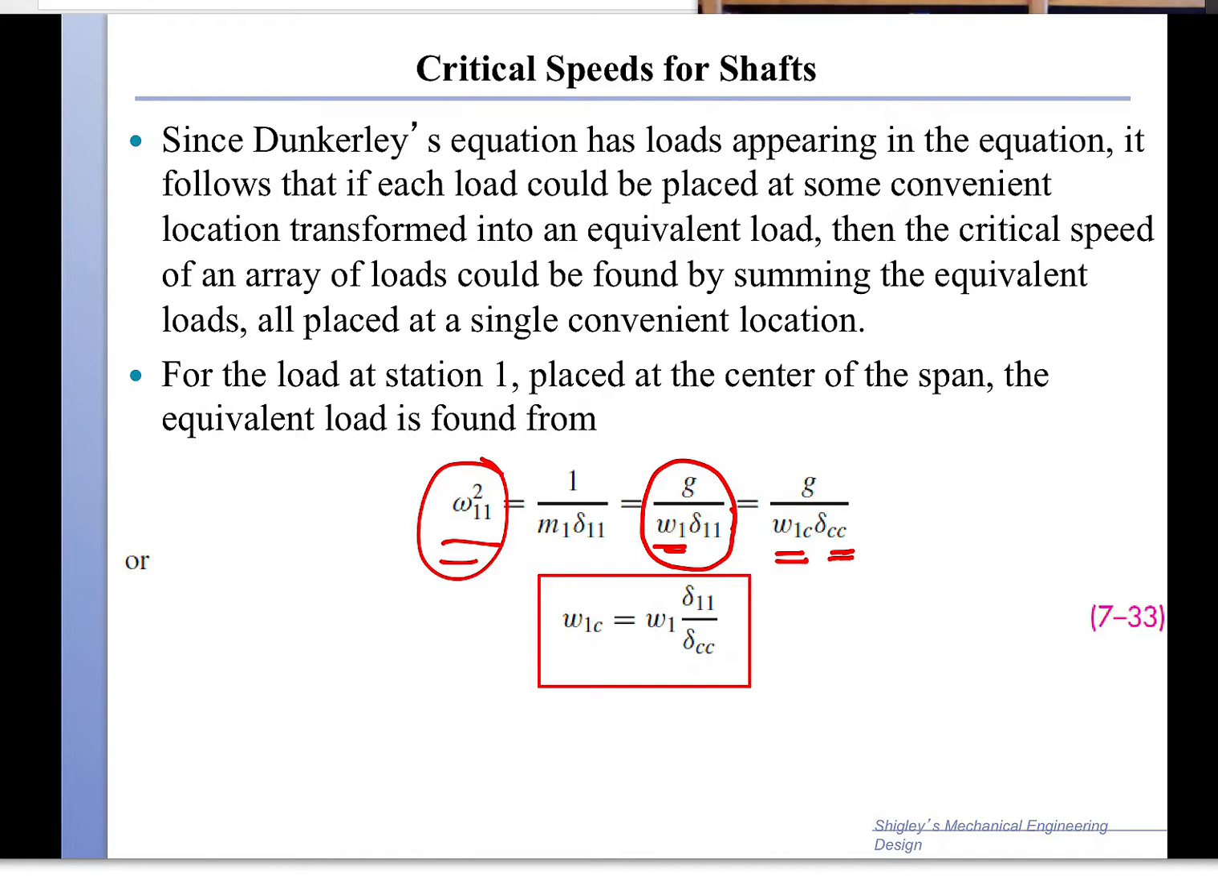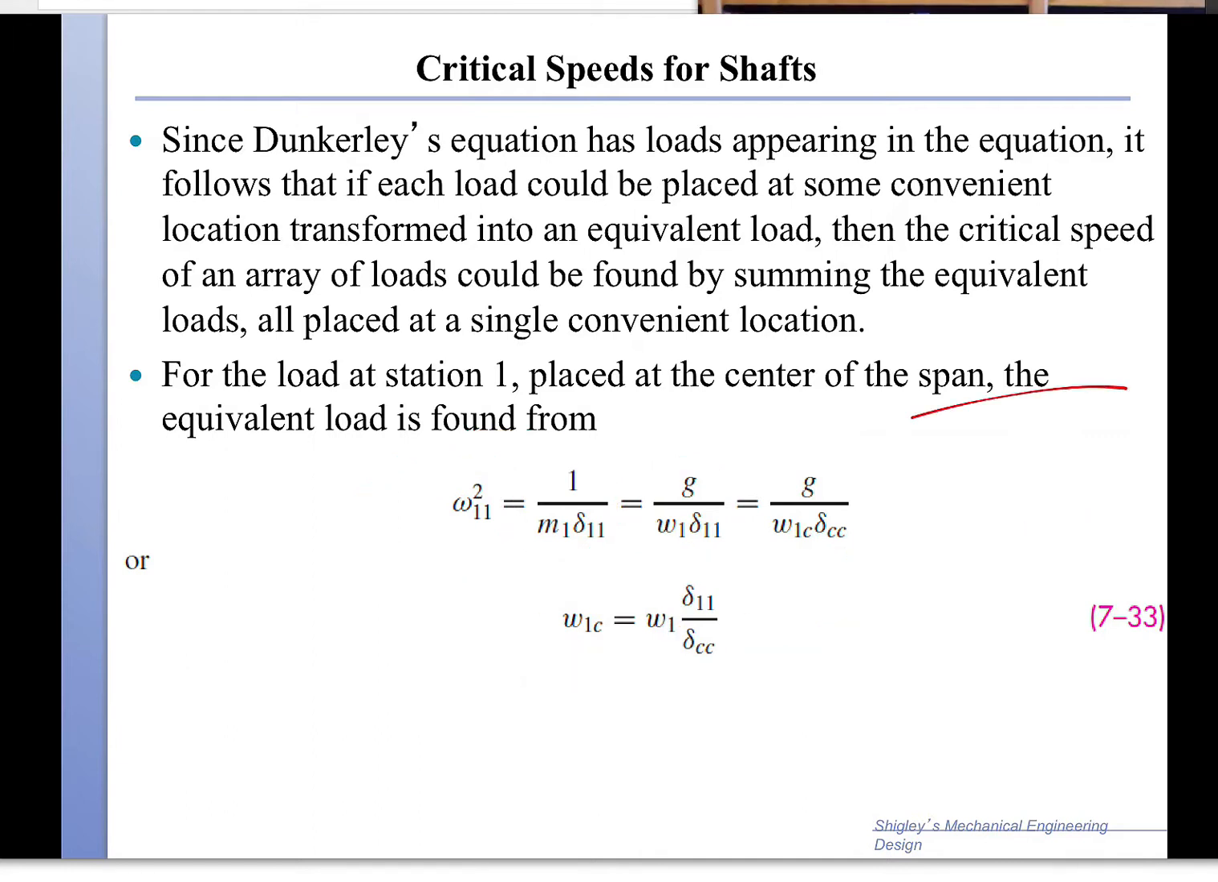In other words, to summarize, the easiest way is to go directly and use this. But if you want to use an approximation, as we'll see in one example, or a different method of calculation, then we can translate the loads to the center via this equation. So it's the ratio of the influence coefficients. Once we translate them, we consider them all summed together at the center of the shaft.